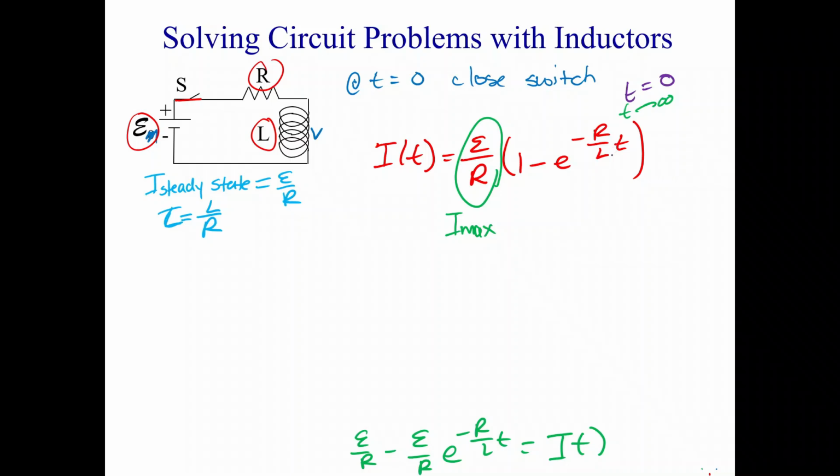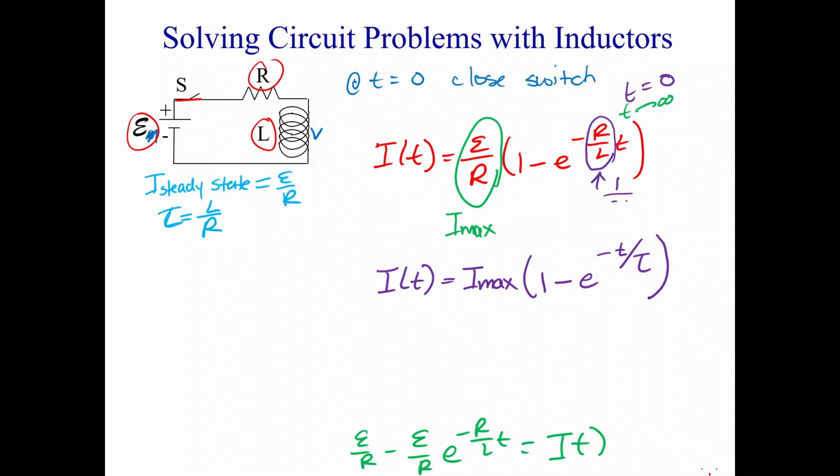A little funky, we have R over L here. So the general equation for this, if you want to think about it, is I of t is equal to I max times 1 minus e to the negative t over tau. Because this right here is actually 1 over tau, because it's reciprocal, because remember that tau is L over R. So that's kind of the general form of that equation.